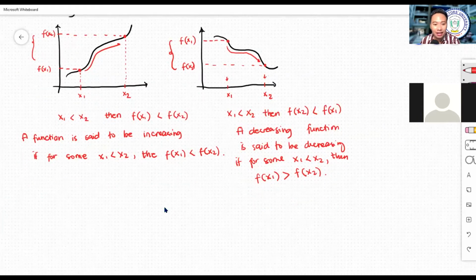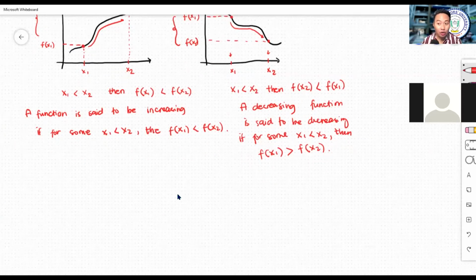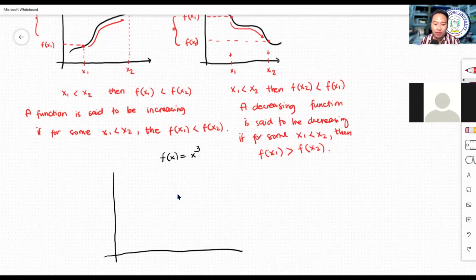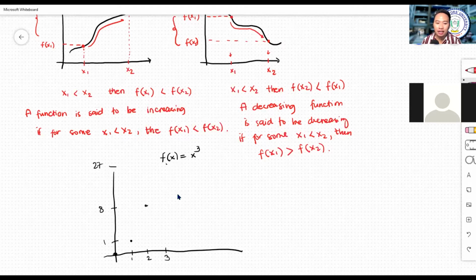Okay, very good. Let's have a quick example. The graph of a function f of x equals x cubed. If we are going to graph it, we have (0, 0), (1, 1), (2, 8), somewhere here, and then 3. What is 3 cubed? 27. So 27. If we're going to extend it, there's the form.